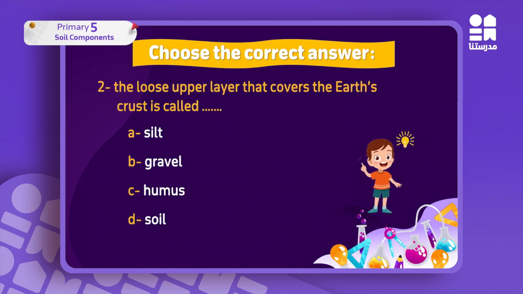Number 2, the loose upper layer that covers the Earth's crust is called what? Silt, gravels, humus, or soil? Yes, of course it's the soil. This is the definition of soil.